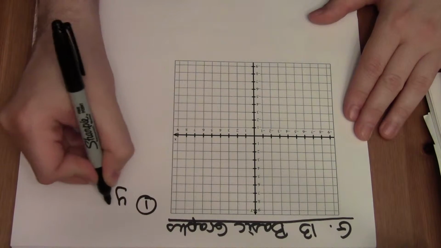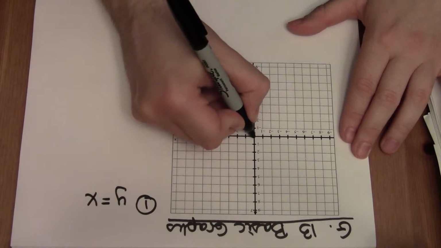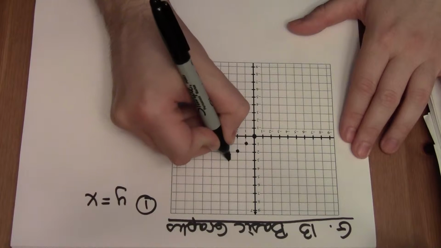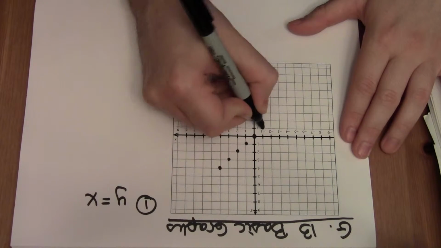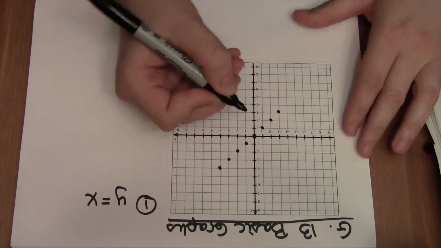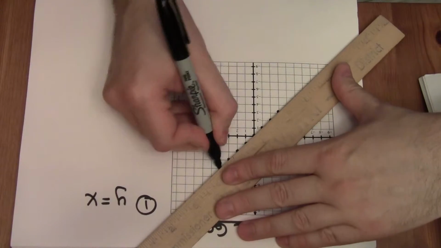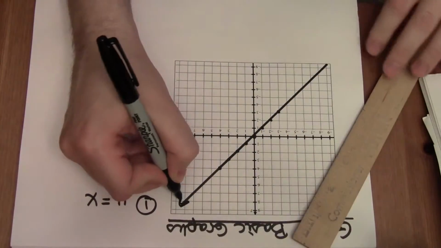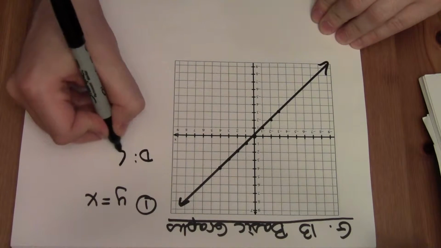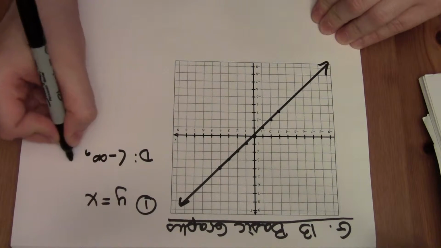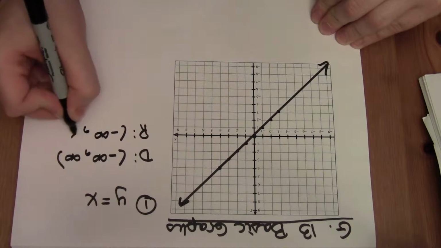The first one, y equals x. Well, you know this. This is just a slanted line with a 45-degree angle that goes through the origin. We have points at 0, 0, 1, 1, 2, 2, 3, 3, 4, 4, negative 1, negative 1, negative 2, negative 2, negative 3, negative 3. Connect the dots. And we have our graph of y equals x. The domain of this function is all real numbers, and the range is all real numbers as well.